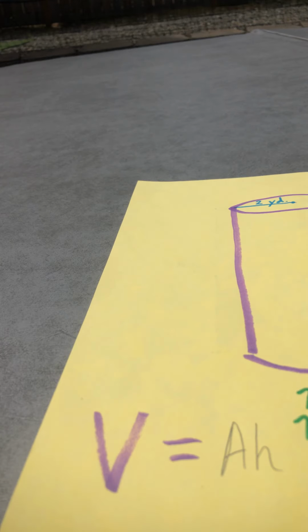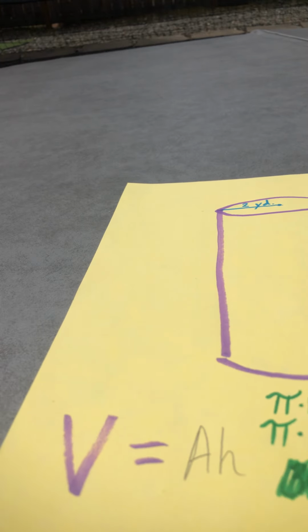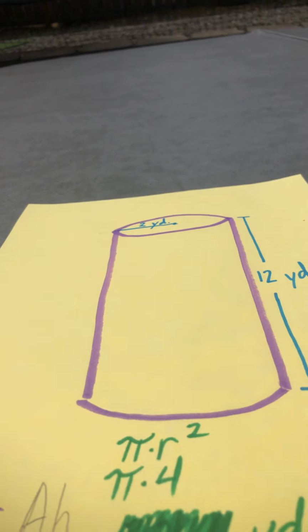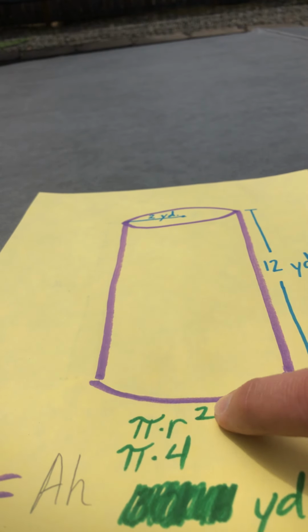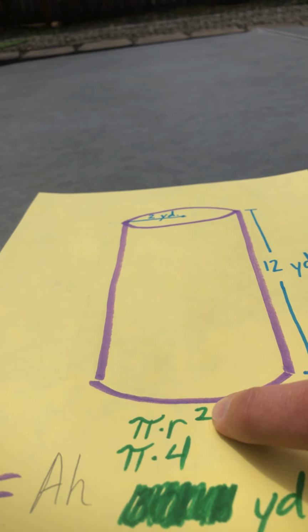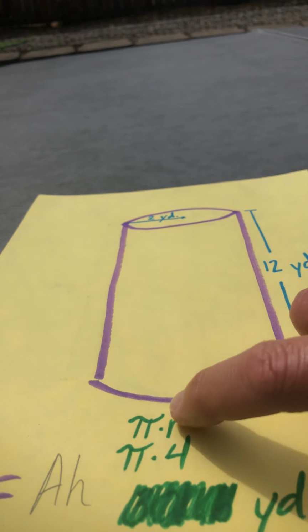Now the shape of the base here is a circle, so you're gonna have to find the area of a circle first. And so to find that, you're gonna do, as I've got here, pi r squared. That's gonna give you the area of your base, the circle base. So pi times the radius squared.